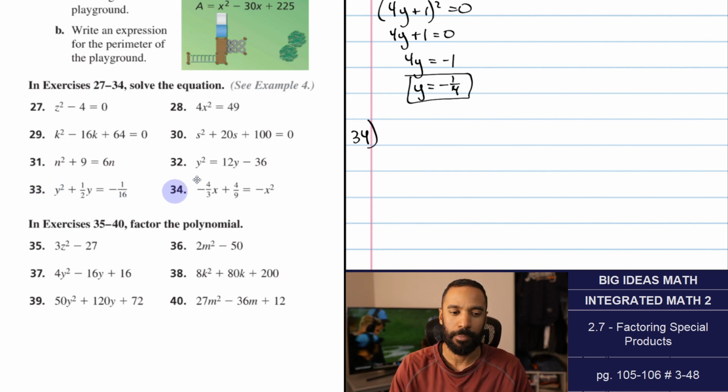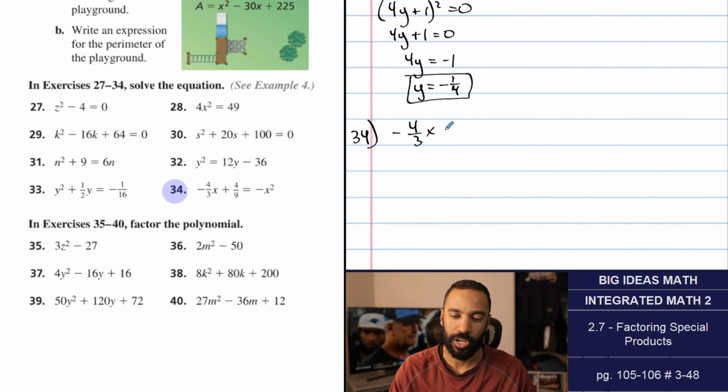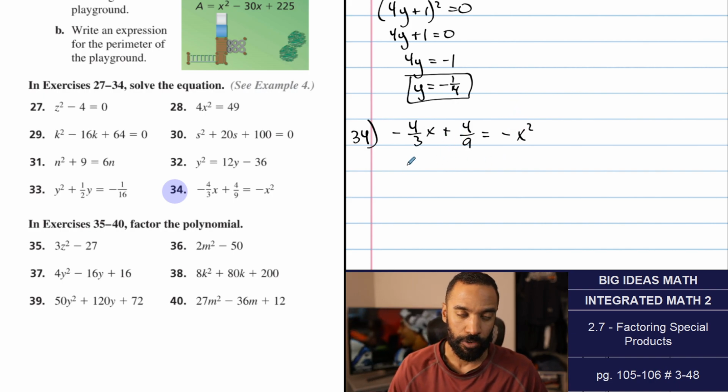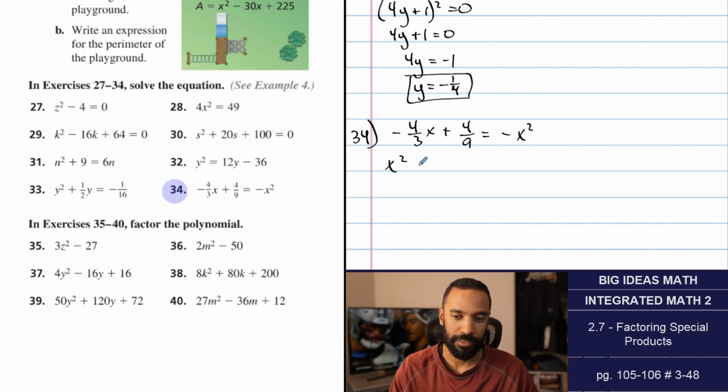There's one difference on number 34 that I'd like to mention, which is that x squared is negative. So you really want that x squared term to be positive. I mean, by want, I mean you must. Otherwise, you're not facing a perfect square trinomial in its natural habitat. I'm going to add x squared over to this side, make sure that it's positive, and then move forward with the stuff.